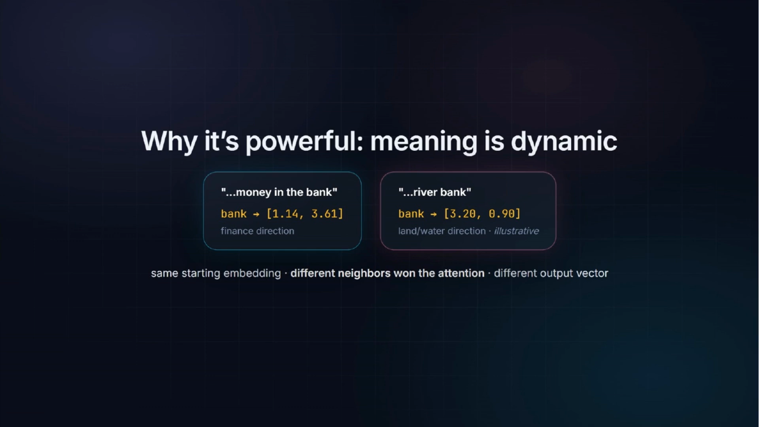Same starting embedding, same word, but different neighbors won the attention, so the output vector is different, which means no word has a fixed meaning anymore. Its meaning is negotiated with its sentence every single time. That's what makes transformers understand language instead of just matching keywords.